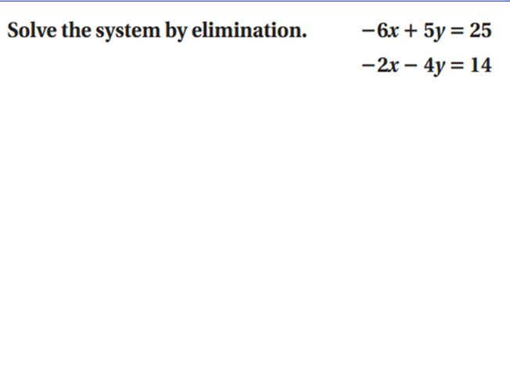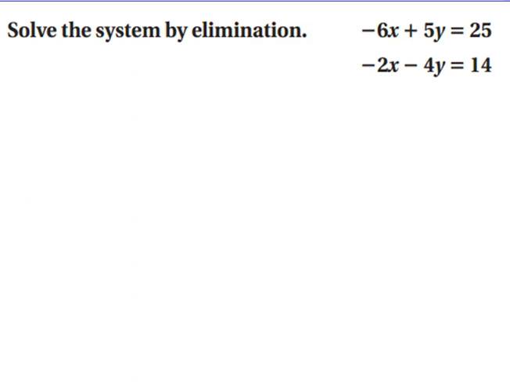All right, sometimes elimination won't work unless you get coefficients that will cancel out. So in this example, neither of those will cancel. Negative 6x and negative 2x, those aren't zero pairs. Positive 5y, negative 4y, those aren't zero pairs. But we can actually manipulate the equation to get a common coefficient that will cancel out.